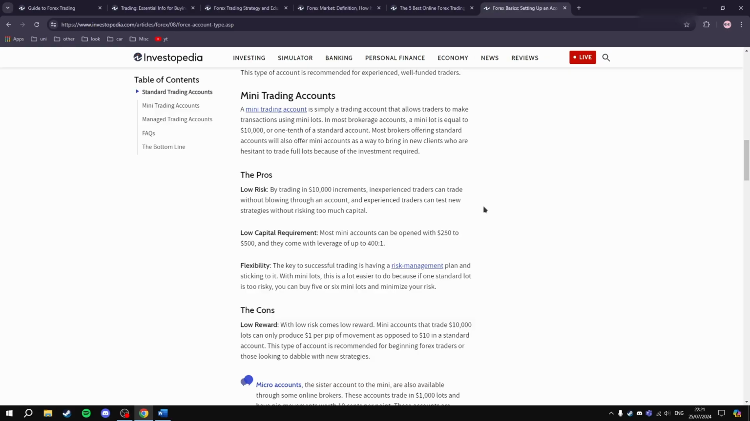Mini trading accounts. A mini trading account is simply a trading account that allows the traders to make transactions using mini lots. In most brokerage accounts, a mini lot is equal to $10,000, or 1/10 of a standard lot.